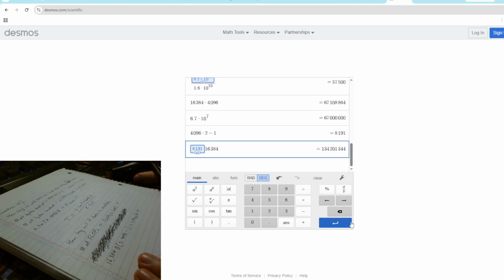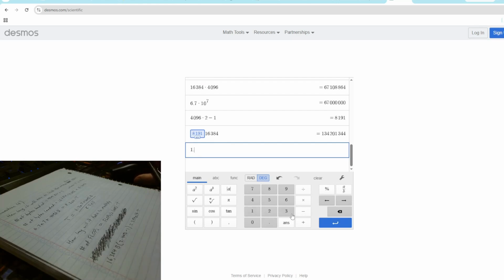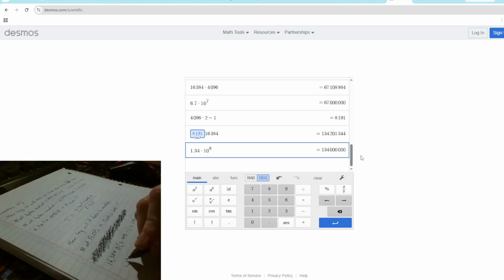Let's do 1.34 times 10 to the e. Let's just make sure that's the right number, times, oh wait, whoops, times 10 to the 8. Okay, that's right. So which is 1.34e8 times b equals 3.94e14 times t.